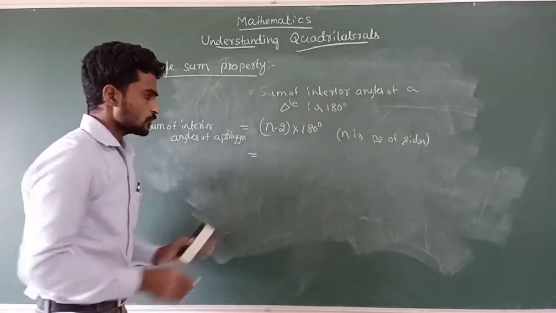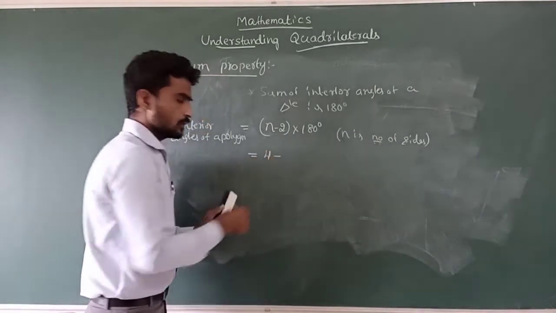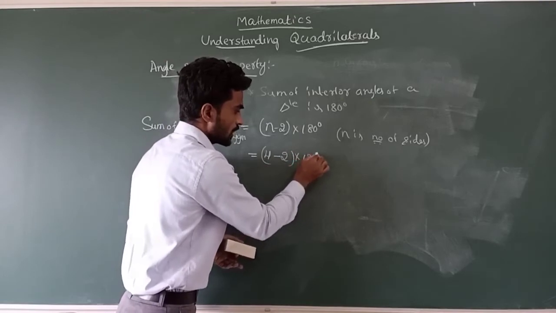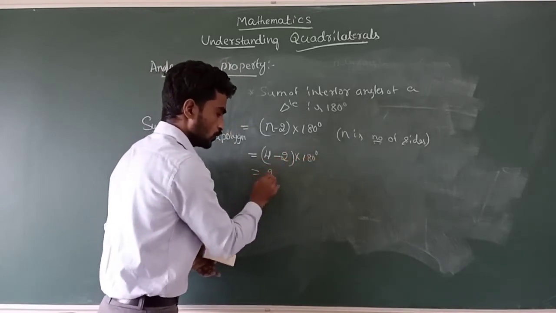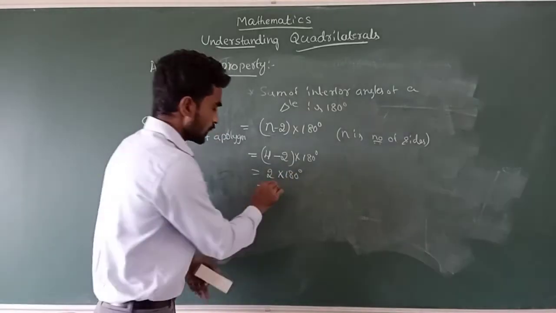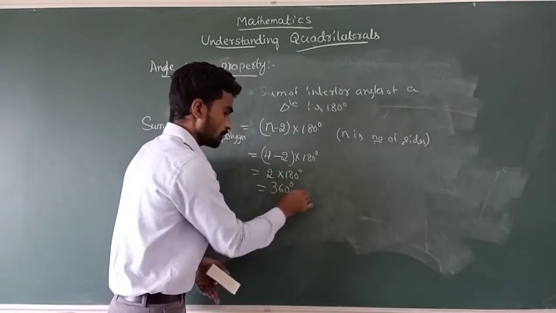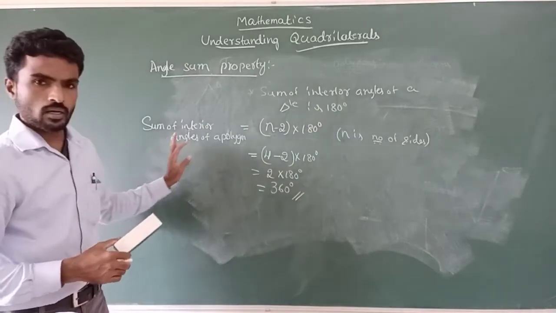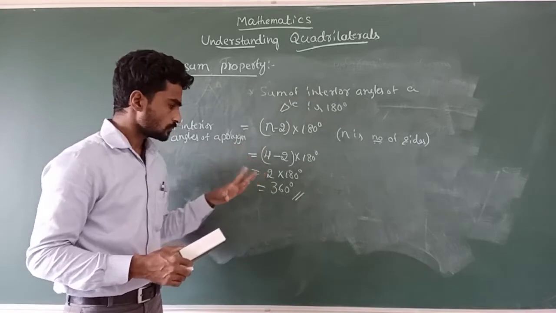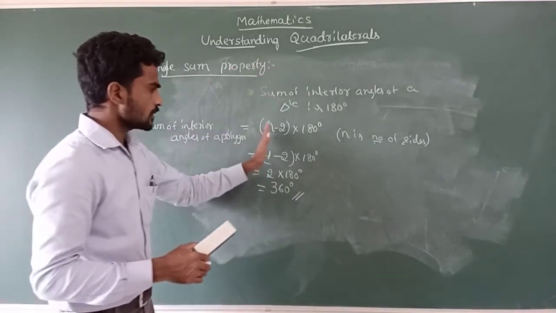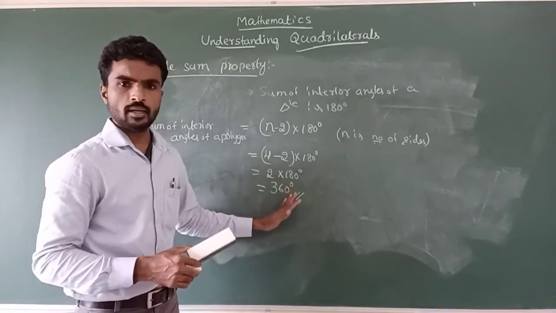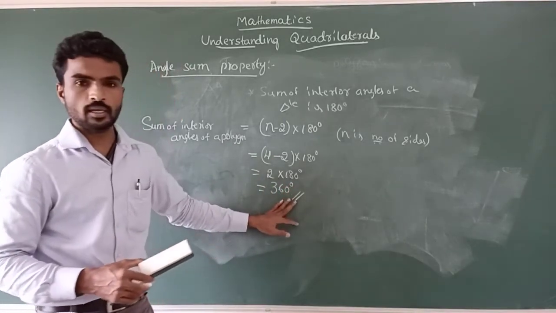Now it has 4 sides. Then (4 minus 2) into 180 degrees, that is equal to 2 into 180 degrees, which is equal to 360 degrees. If a polygon, convex polygon or concave polygon, has n sides, here 4 sides, then the sum of its interior angles is equal to 360 degrees.